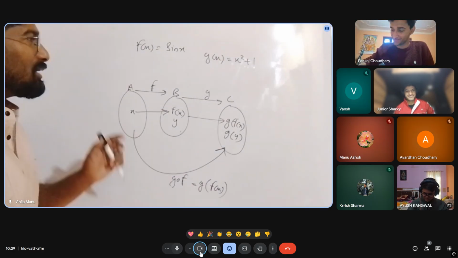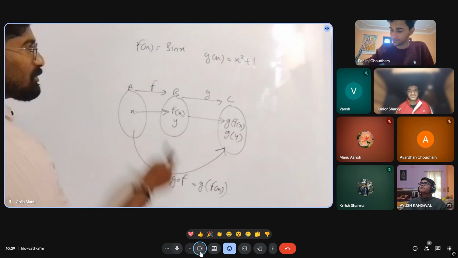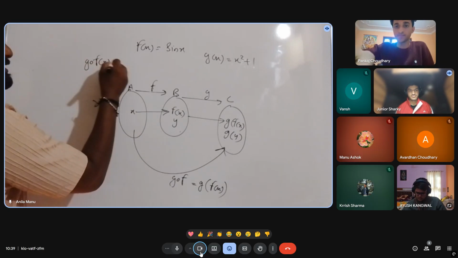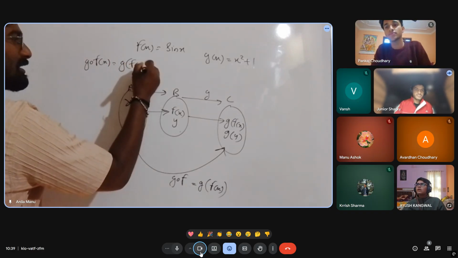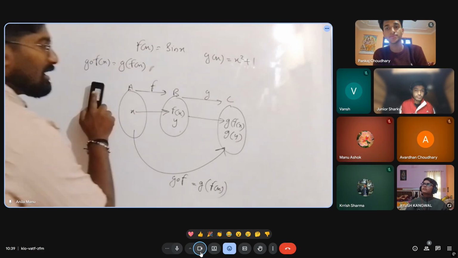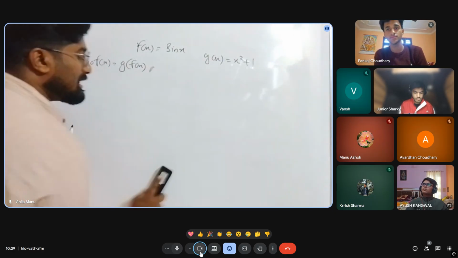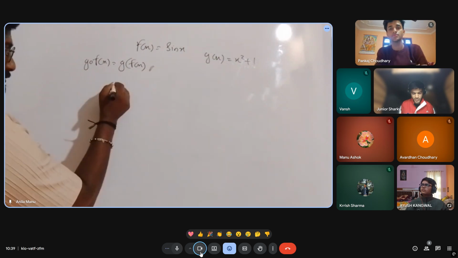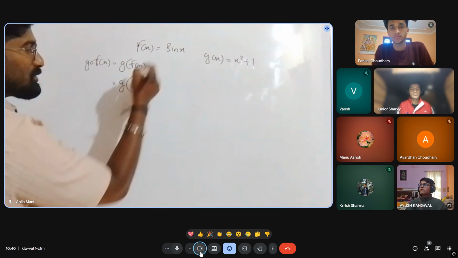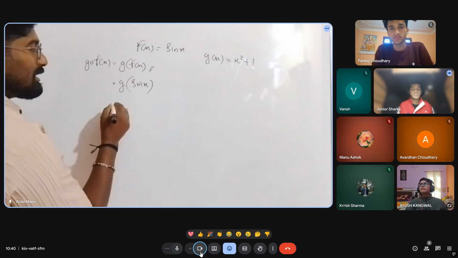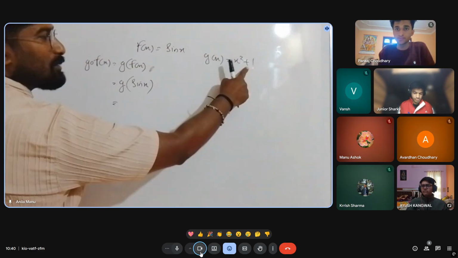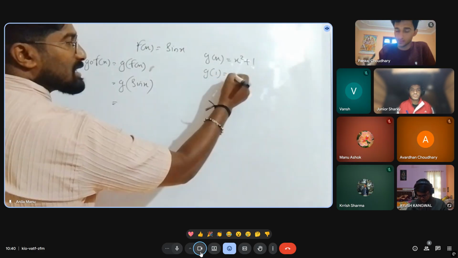Now, see how I am going to solve this one. Suppose I am taking g composition f of x. G composition f of x, I can write g of f of x. Clear, right? Very simple, easy. How to write g composition f of x? G of, just substitute the value of f of x here. F of x you got sin x. Now consider g of x. G of x is x square plus 1. G of 1 is 1 square plus 1.